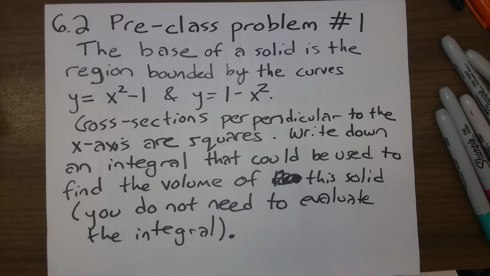And so here is our first pre-class problem for section 6.1. The base of the solid is the region bounded by the curves y is equal to x squared minus 1, and y is equal to x times 1 minus x squared. Cross-sections perpendicular to the x-axis are squares. And so I want you to write down an integral that you could use, particular to this solid here, that would give you the appropriate volume. You don't need to evaluate it.